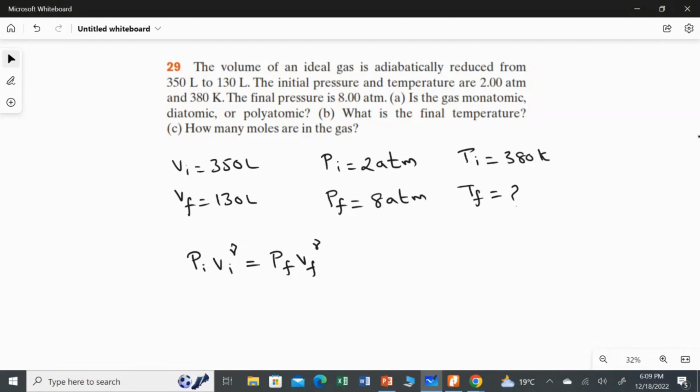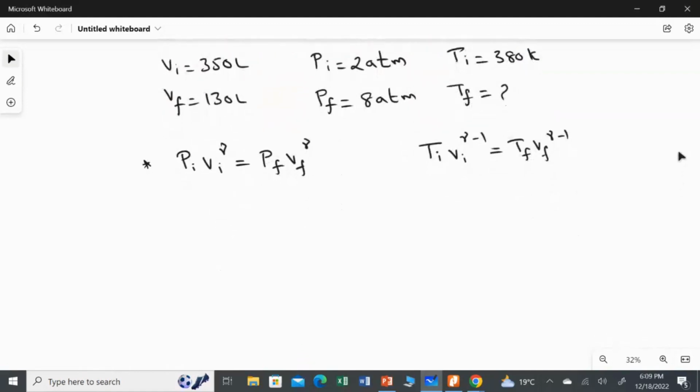What is the second one? The relation between temperature and volume: Ti Vi^(gamma minus 1) equals Tf Vf^(gamma minus 1). Using this relation, we are going to find the answer for the second question. But now I'm going to use the first one to get information about the gas, whether it is monatomic, diatomic or polyatomic.